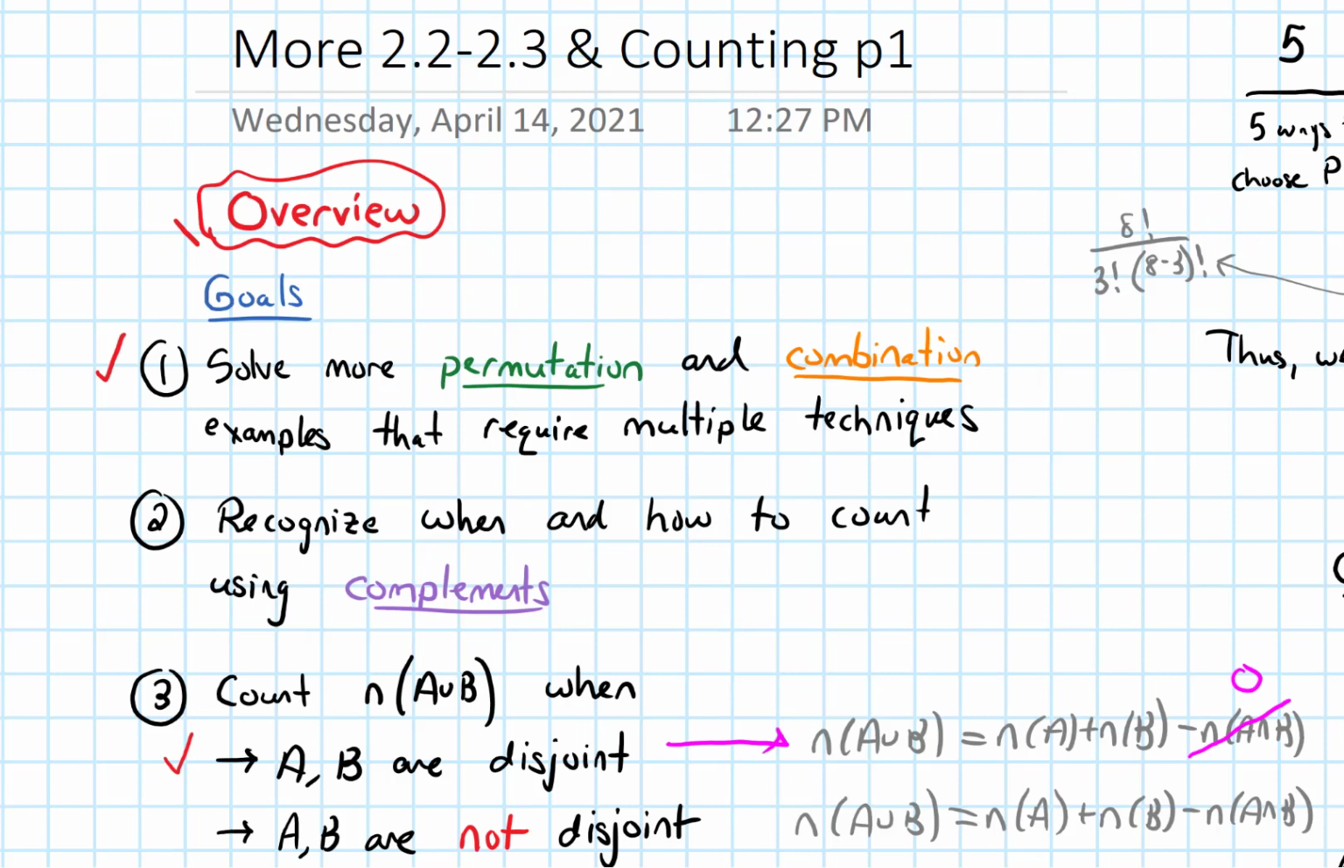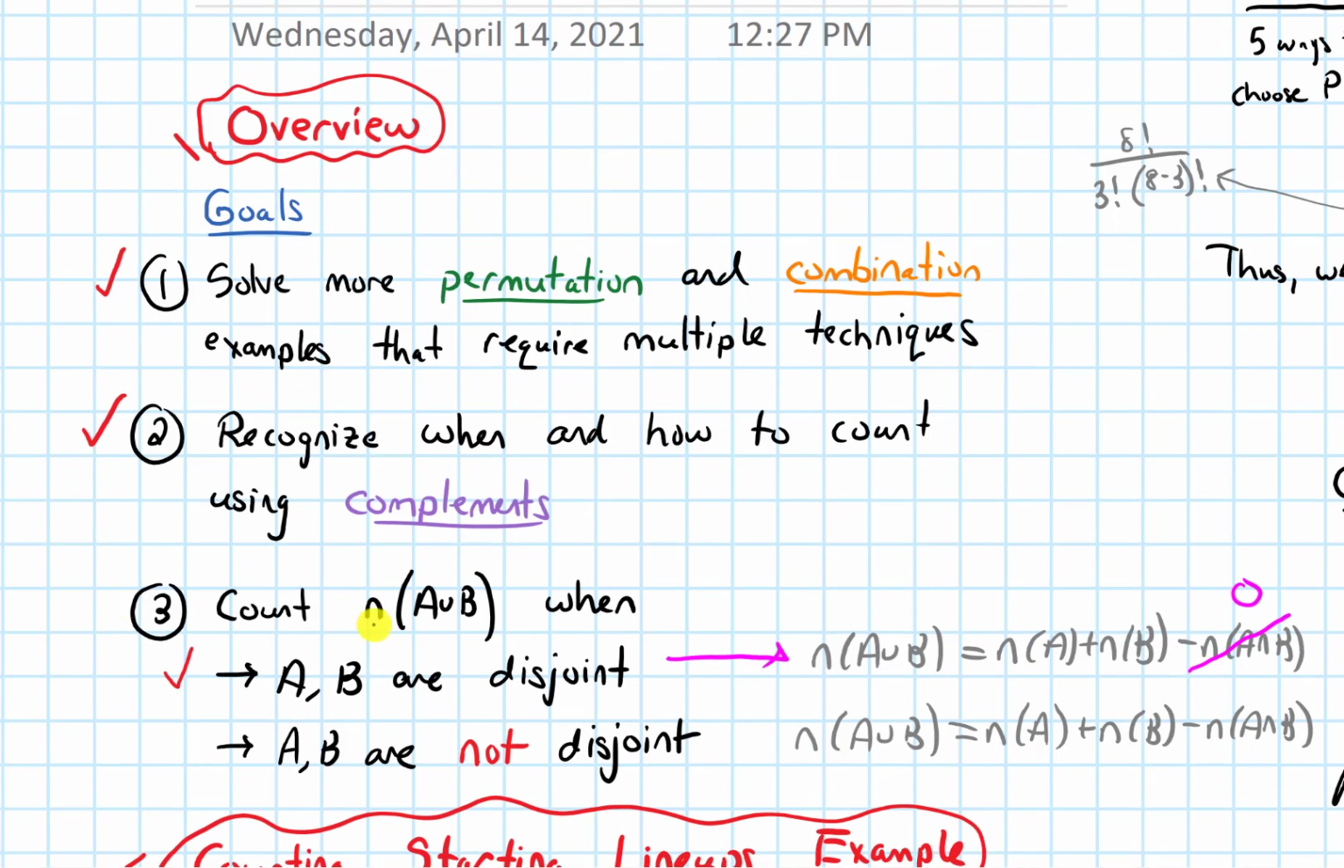So in terms of our goals, we finished the second goal, which is recognizing when and how to count something using complements. And the key takeaway is sometimes if we instead try to count the opposite of what we want, and that's easier to do than counting what we want, we can just subtract that away from the total, like we did in this previous example. So in the next video, we will do an example where we count the number of elements in a union of two sets when our sets are not disjoint.